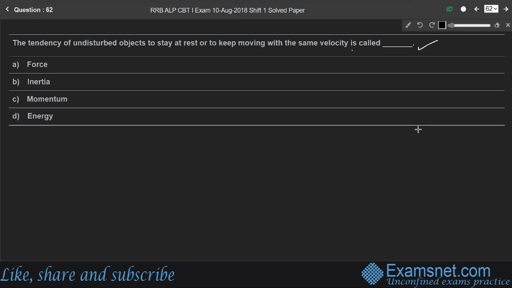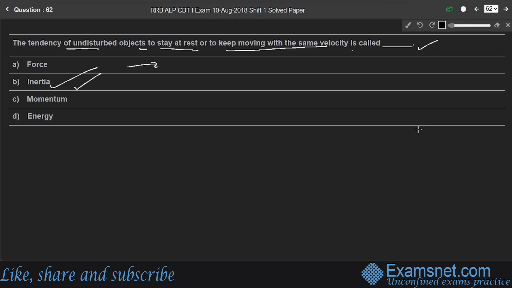Question number 62. The tendency of undisturbed objects to stay at rest or to keep moving with the same velocity is called. So this tendency of an object to stay at rest or to move in a uniform motion, right? So to move with the same velocity is called inertia, right? So the inertia, the body which is at rest, or the body which is moving with uniform velocity, moving in uniform motion, is called inertial body, right? The body which has inertia, right? So whereas the remaining options are force.